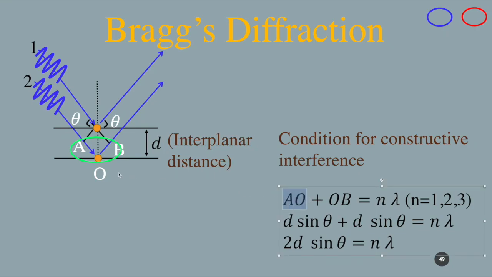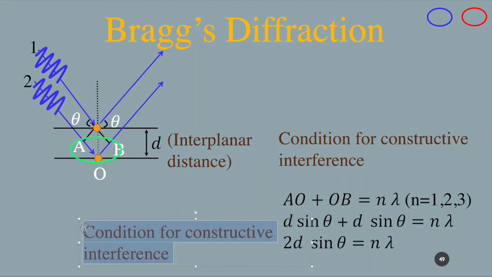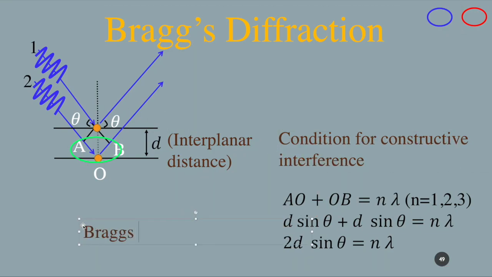By using trigonometry, we can easily find AO. AO is simply the interplanar distance d times sine theta, and so we get this, which is called Bragg's equation. Some people write the apostrophe here, some people write it there. It's up to them, because in fact there are two people involved, the son and his father. So this is Bragg's equation.